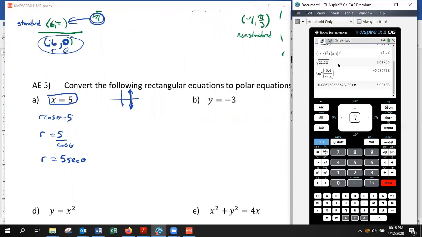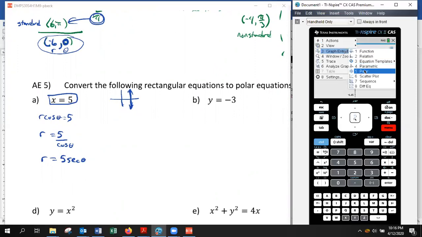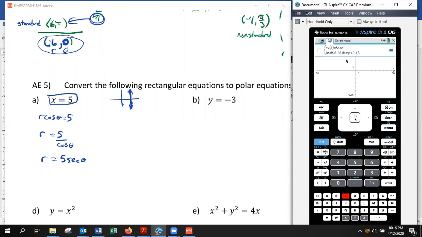And believe it or not, I can actually do that in this graphing calculator. I do need to change my mode into polar mode. If I enter r equals 5 secant of theta, and you see, this looks like that vertical line, x equals 5.